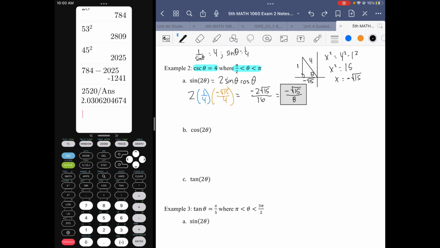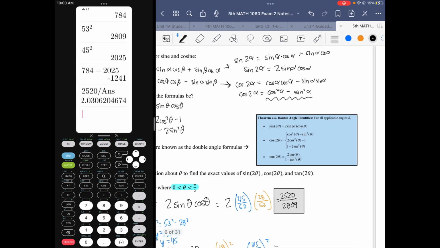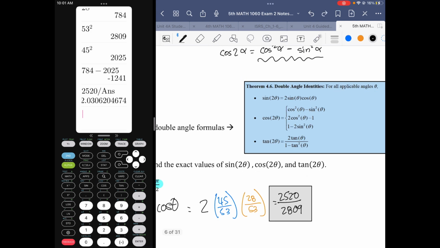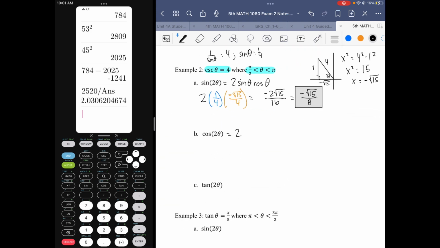Okay, cosine of 2 theta. Let's use a different formula than we did last time. We used the top one last time, so let's go ahead and use 2 cosine squared of theta minus 1. So this one would be 2 times... we do already know cosine. It's negative square root of 15 over 4.